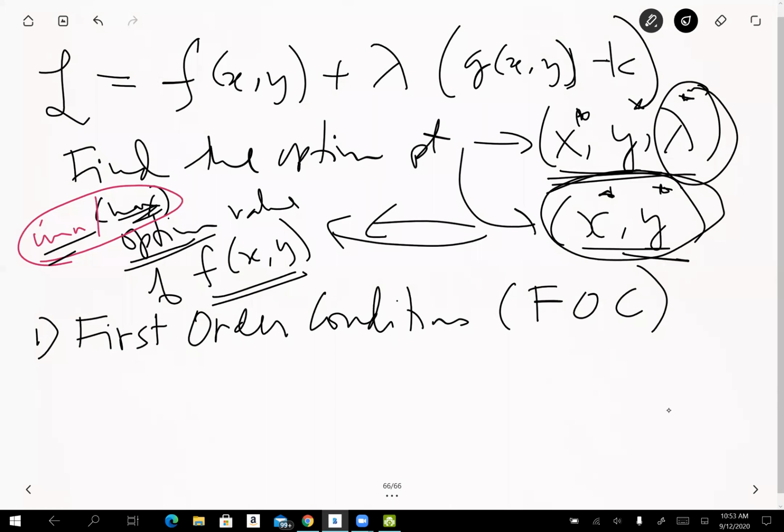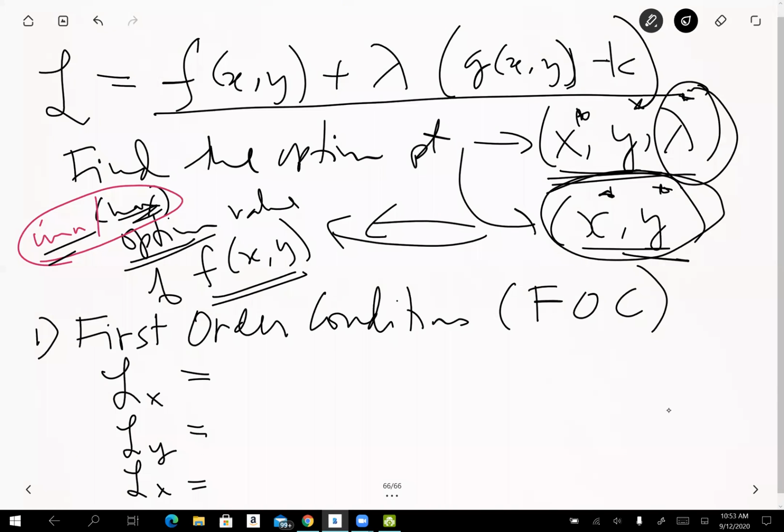What you do here, you take the derivative of L with respect to x. And then you have the derivative of L with respect to y. And since you have another variable, you take the derivative of L with respect to lambda. So there are three partial derivatives. Since there are two terms for the function, make sure we take care of the partial derivative correctly. Now, if you take the derivative of L with respect to x, what do I get?